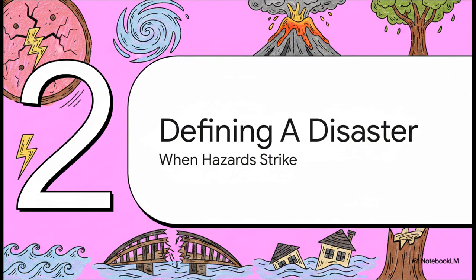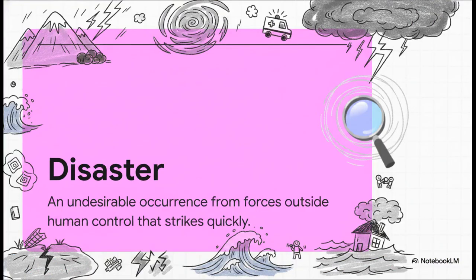Which leads us to section 2, defining a disaster and what happens when hazards actually strike. So how exactly do we classify these bad events? Well, the standard definition of a disaster is that it's an undesirable occurrence, largely outside of human control, that strikes quickly and requires massive emergency mobilization. We aren't just talking about a bad storm here. We're talking about an event that completely upends life, threatens massive injury, and totally overwhelms normal everyday emergency services.